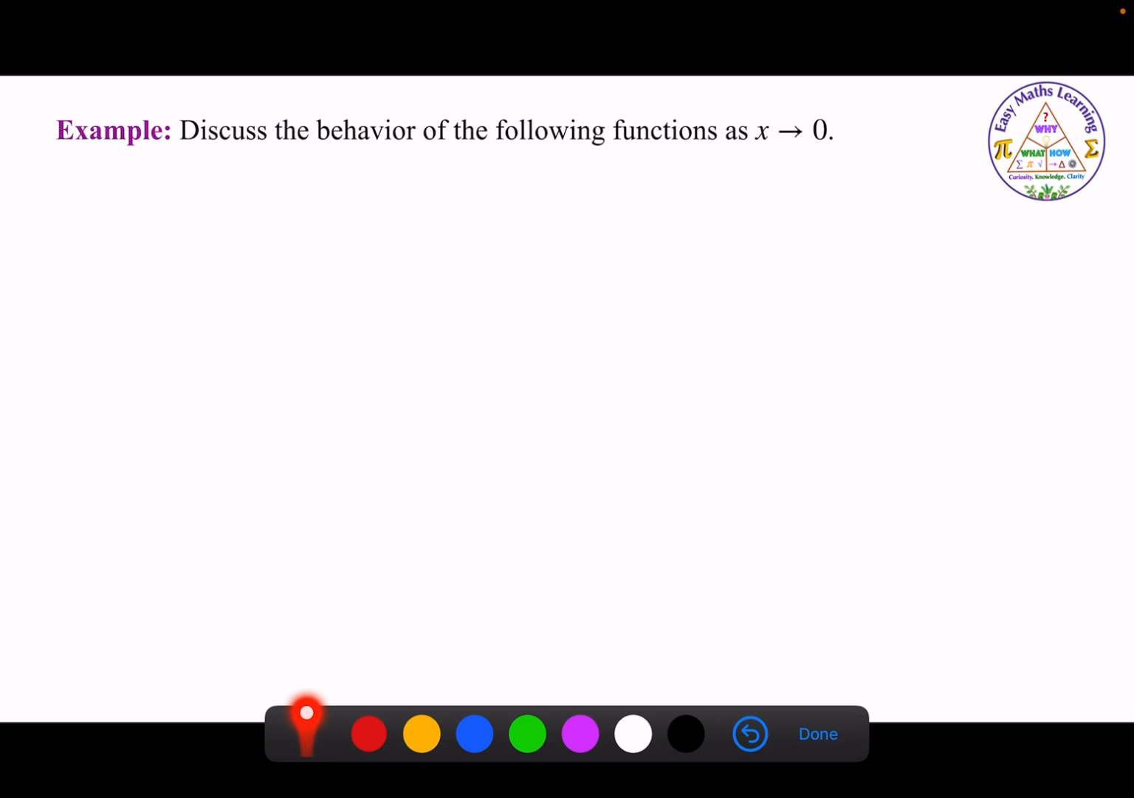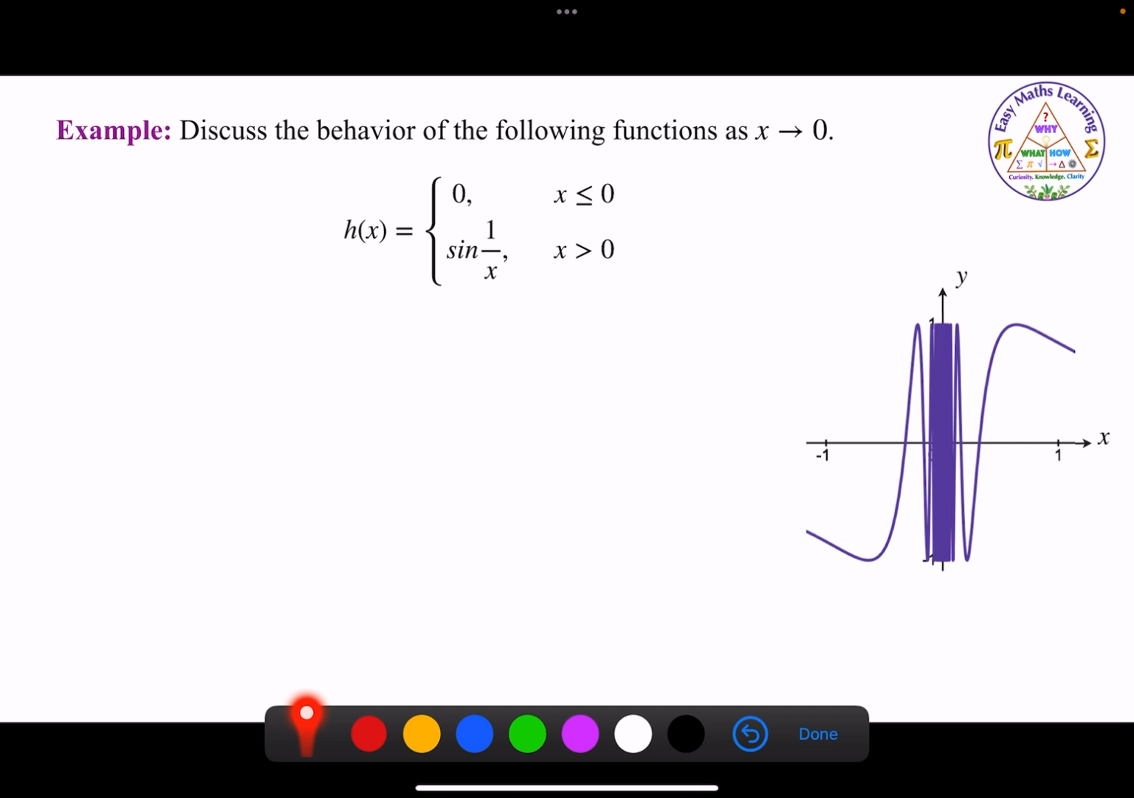Now consider the function which is defined as h of x is 0 for x less than or equal to 0, and it is sine 1 by x for x greater than 0. This function is called an oscillating function. You can see the graph of this function here. This graph shows very dense oscillations near 0.